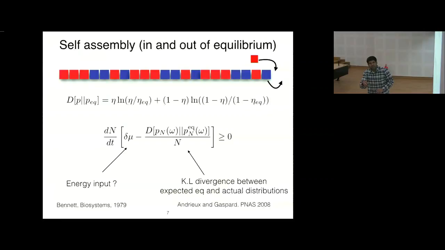D is the Kullback-Leibler divergence or the relative entropy between the n particle distribution that you get in the growing state, and the n particle distribution that you expect to get if the system were not growing, and it's divided by n, and this whole thing is valid in the limit of large n. Okay, so that's how this thing works. You have another question?